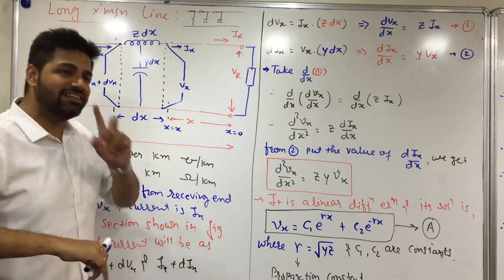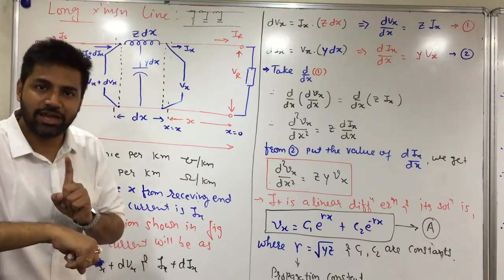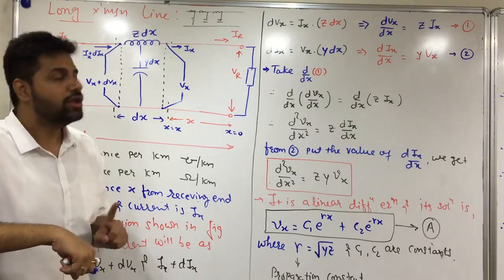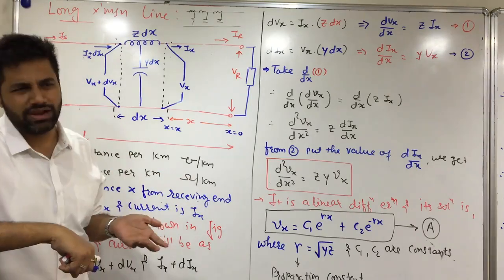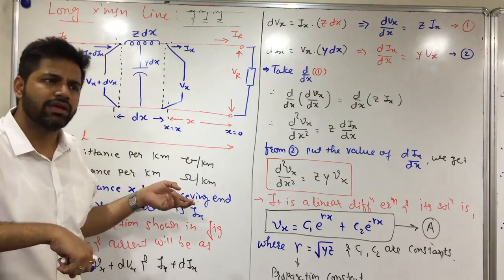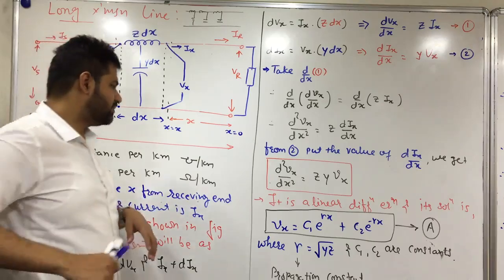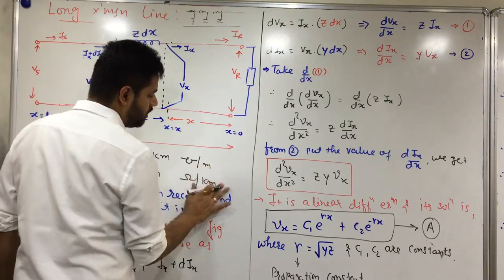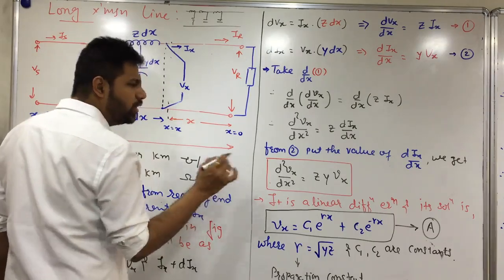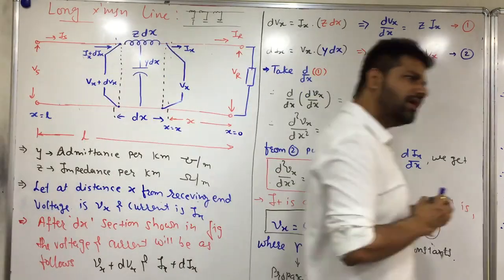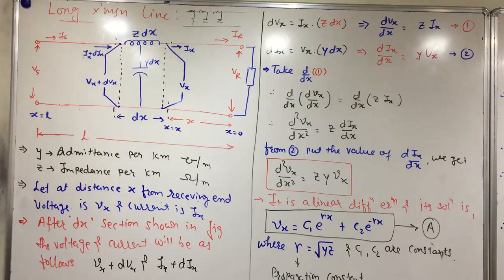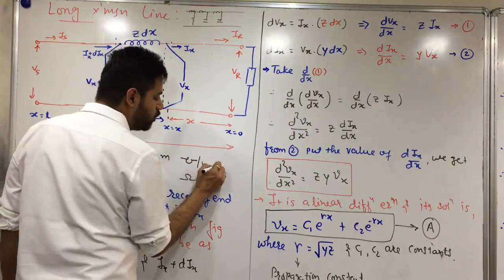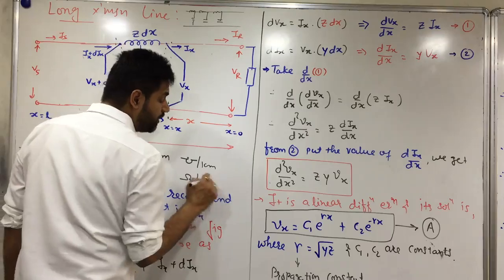The impedance of 1 kilometer is z. It could be meter as well, right? I guess it is in meter only. I don't know whether it is kilometer or meter. It should be kilometer. Yes, 200 kilometers, that is right. It is per kilometer, ohms per kilometer.